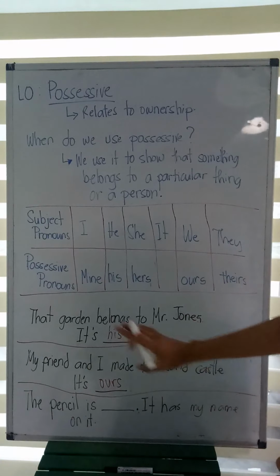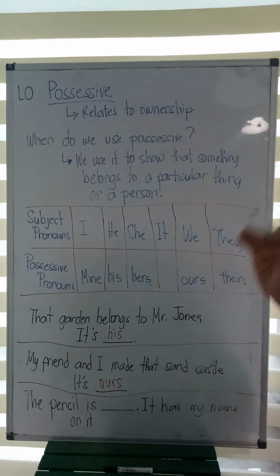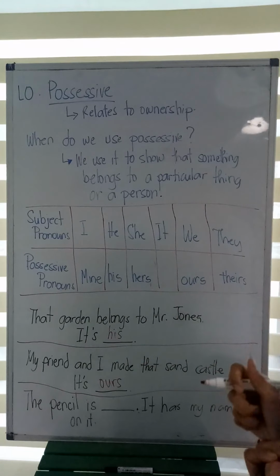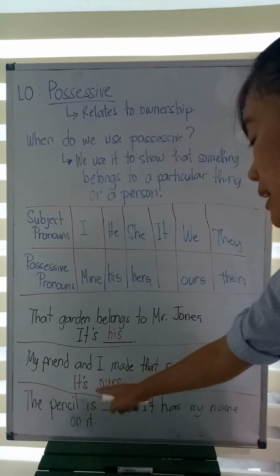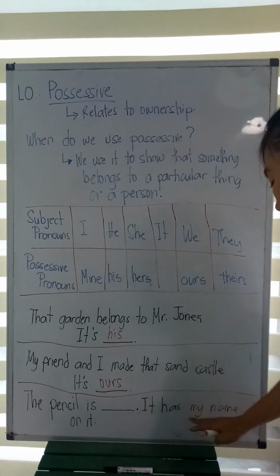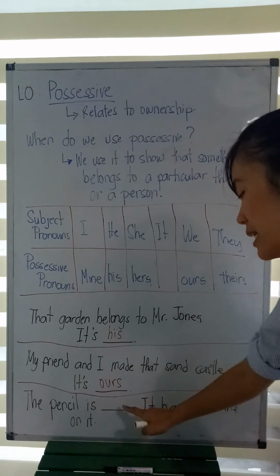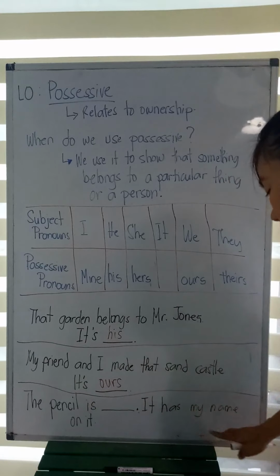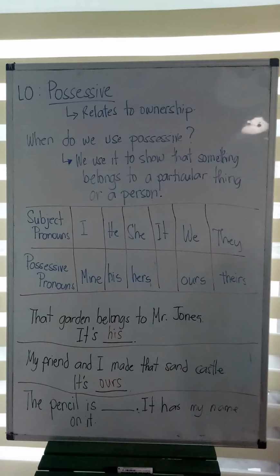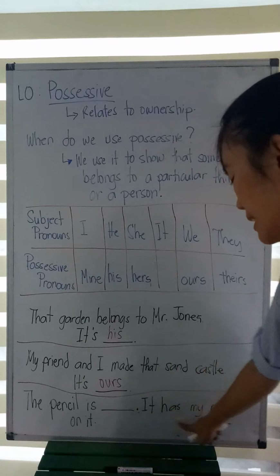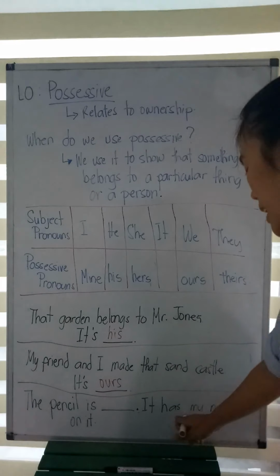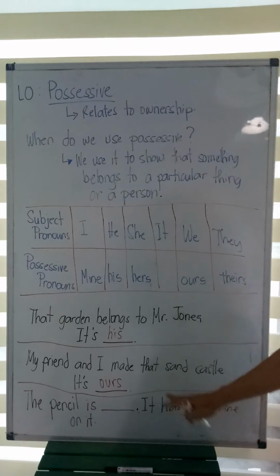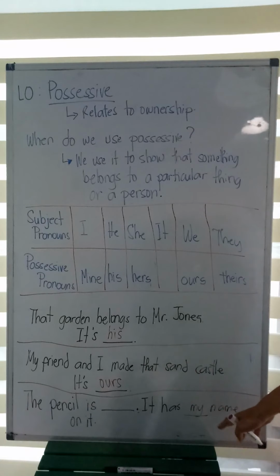That's why it's important to understand the sentence. Who are we talking about? Who owns something? Now the last example. The pencil is blank. It has my name on it. So who owns the pencil? If you check this sentence, it has my name on it. My owns the pencil. So my is not a subject pronoun, as you can see here. It is actually a possessive adjective.